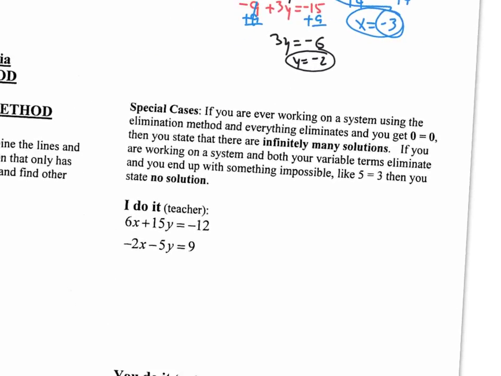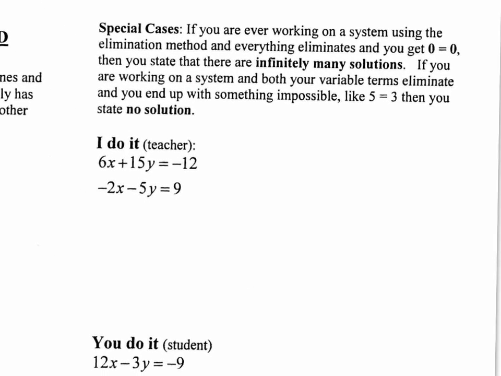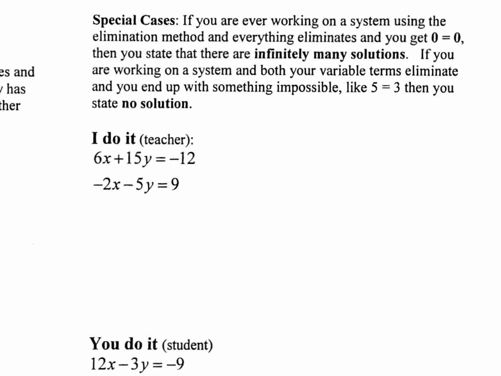Now there are special cases. Just like when we graph, sometimes we end up with parallel lines and it's no solution, or sometimes when we graph you end up with the same exact line right on top of each other. That's infinitely many solutions, and if you were to classify it, that would be a consistent dependent. Same situation here, special cases.